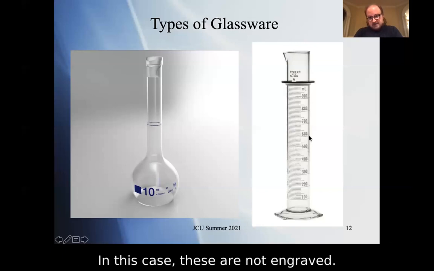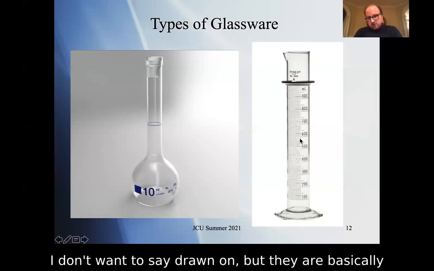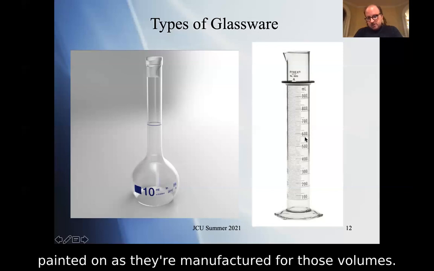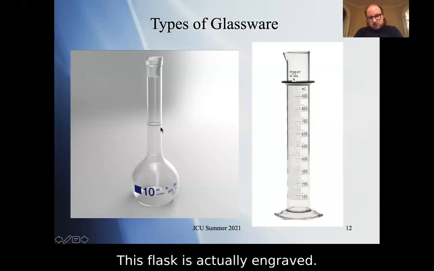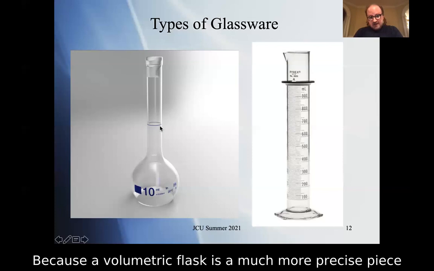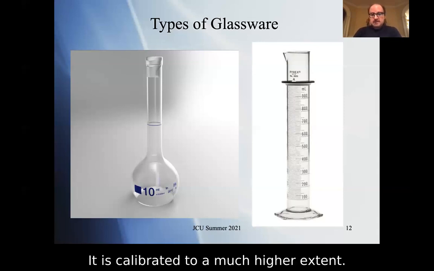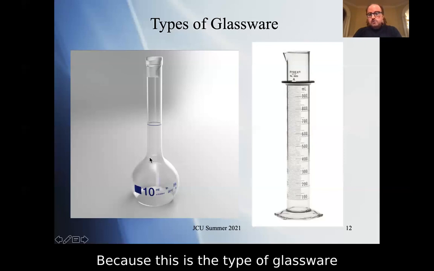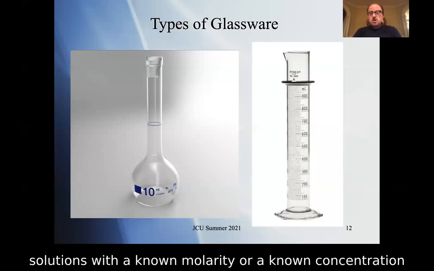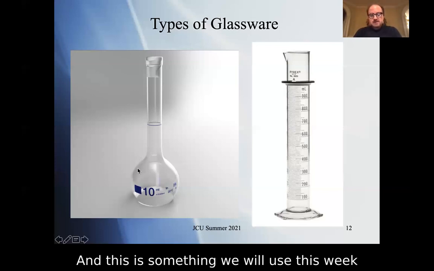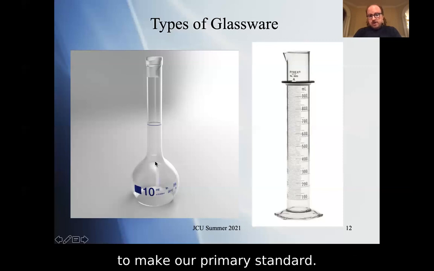In this case, these are not engraved. These are just, I don't want to say drawn on, but they are basically painted on as they're manufactured for those volumes. This flask is actually engraved because a volumetric flask is a much more precise piece of glassware. It is calibrated to a much higher extent because this is the type of glassware we use when we are trying to make solutions with a known molarity or a known concentration more generally. And this is something we will use this week to make our primary standard.